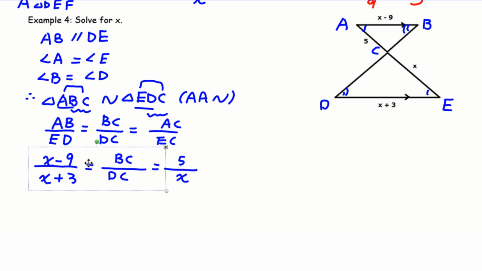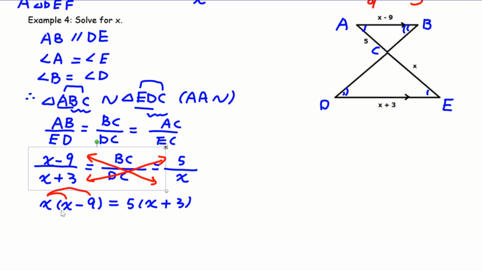Then we only need two ratios, so the first and the last. Ignore the middle, so cross multiply. Then we are going to have x times x minus 9 equals 5 times x plus 3. So whenever you have an equation you want to solve, as long as inside the bracket they are not the same, we need to get rid of the bracket. If the two brackets are the same, you could leave them there and factor using this common factor. But if they are not the same, we just expand it.